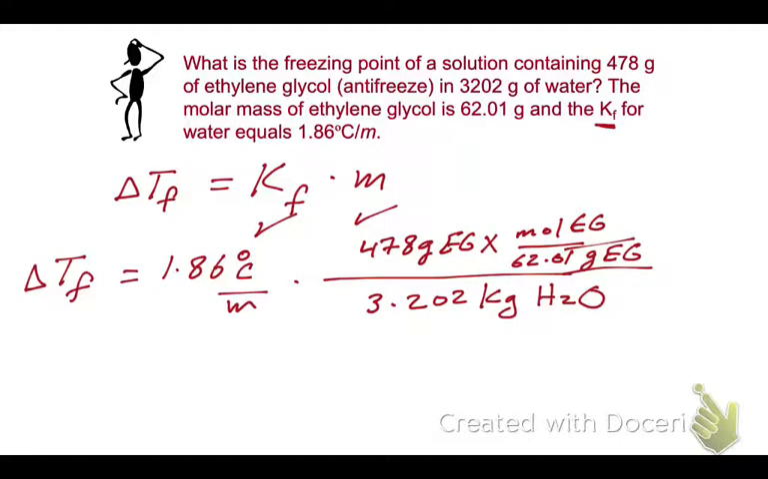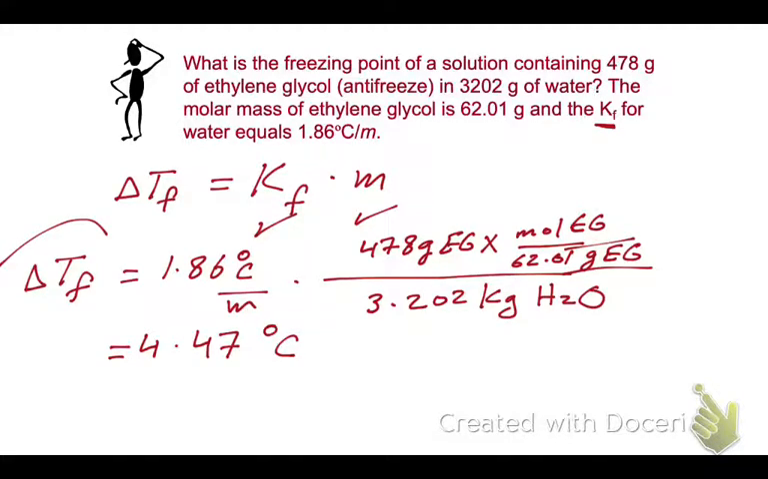Now I do the math. 1.86 times 478 divided by 62.01, and then I'm going to divide by 3.202, and that is 4.47, I need 3 sig figs, degrees Celsius. That is the change.